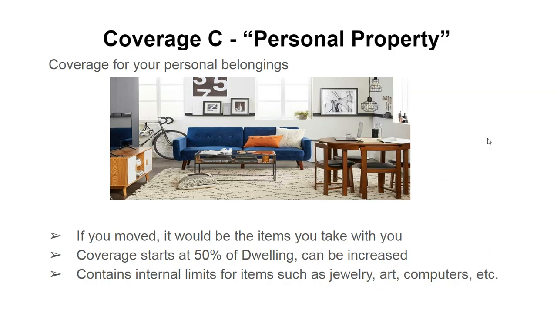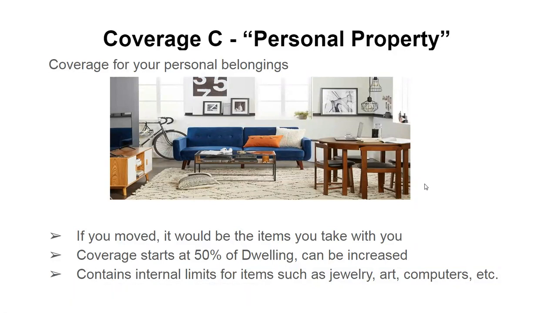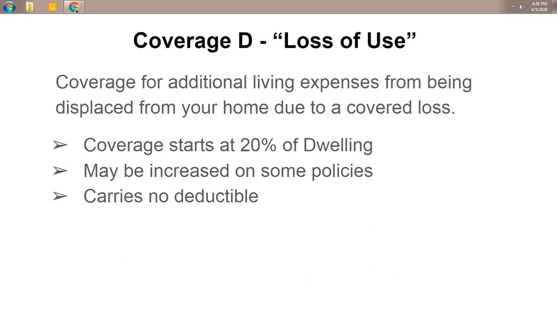Coverage C is your personal property. This is important for clients to understand. But basically, if you moved it in when you bought the home, this is what's going to be your personal property. I like to say that if you take the house, pick it upside down and shake it, everything that falls out is going to be your personal property. And it's going to be covered under this coverage C. Coverage typically starts at 50% of the dwelling coverage, but that can be increased. And there are certain limits on items like jewelry, fine arts, collections, antiques, firearms, those type of things. So just beware of that.